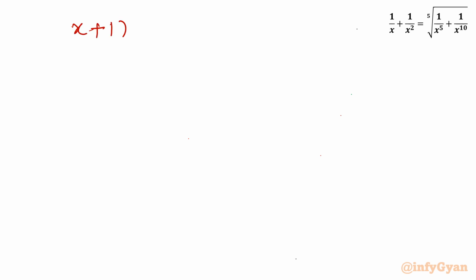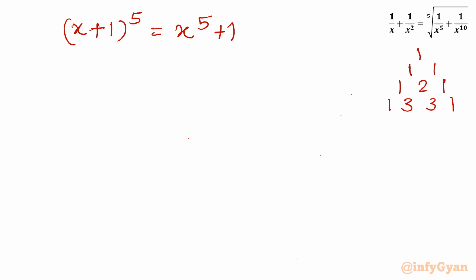(x plus 1) whole power 5 equal to x power 5 plus 1. I will use Pascal's triangle to write the coefficients of this expansion. So let me consider 1, 1, 1. For power 2, 1, 2, 1. For power 3, 1, 3, 3, 1. For power 4, 1, 4, 6, 4, 1. And for power 5, 1, 5, 10, 10, 5, 1. So here we have the coefficients of our interest, for power 5.